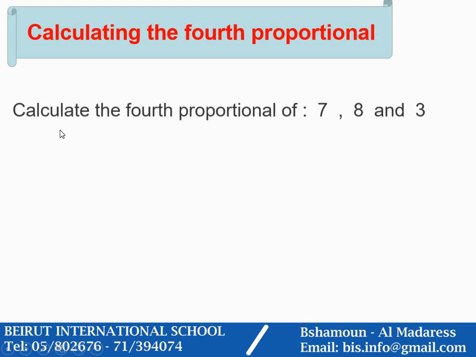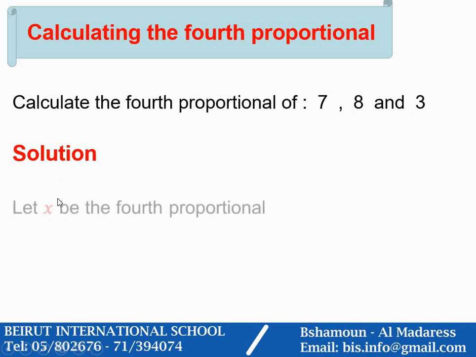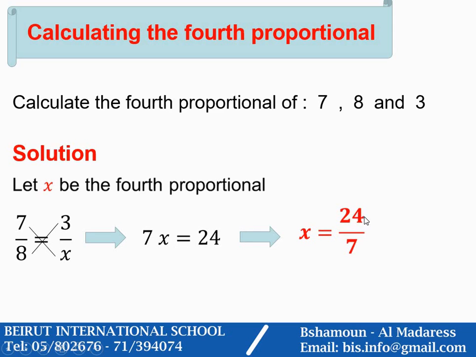Calculating the fourth proportional. Sometimes you're asked to find the fourth proportional. Calculate the fourth proportional of 7, 8, and 3. So you have here four numbers, 7, 8, 3, and another number unknown, and these numbers are proportional. So let x be the fourth proportional, and since they are proportional, you can write 7 over 8 equals 3 over the fourth number, which is x, 3 over x. You do cross multiplication or extreme by extreme, 7 times x equals 8 times 3, so 7x equals 24, and then you solve it as equation, x is equal to 24 over 7.